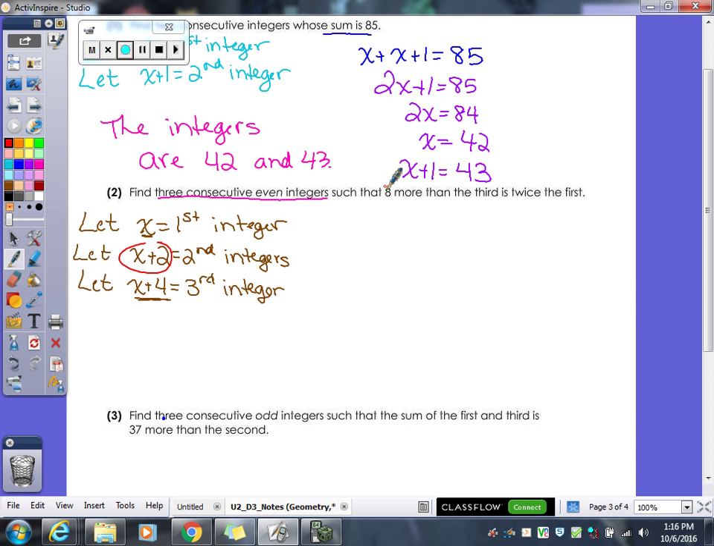Okay, here we go. 8 more than the third. So our third integer was what? X plus 4. We're going to add 8 to it because it said 8 more than the third. So that means take my third integer, add 8. Is, there's our equal sign, twice the first. So what would twice the first look like? 2x. So let's have you guys go ahead and solve that one. Solve for x.